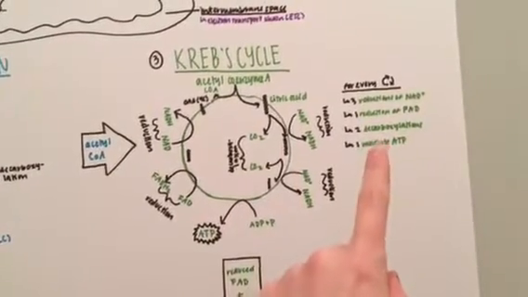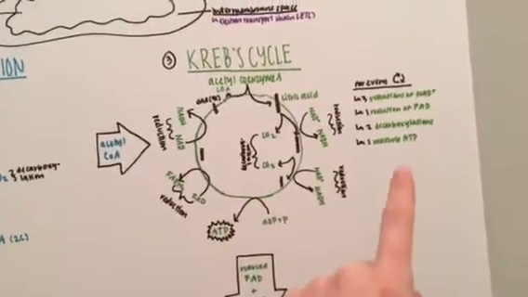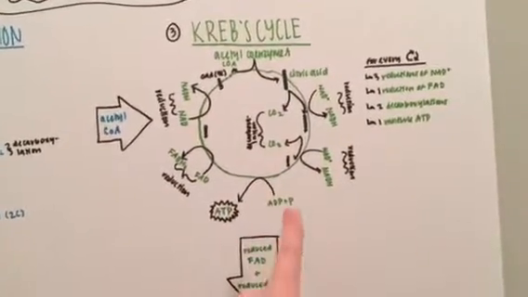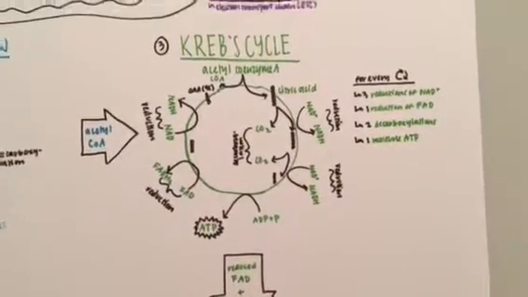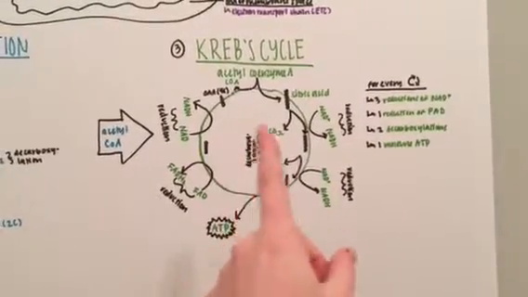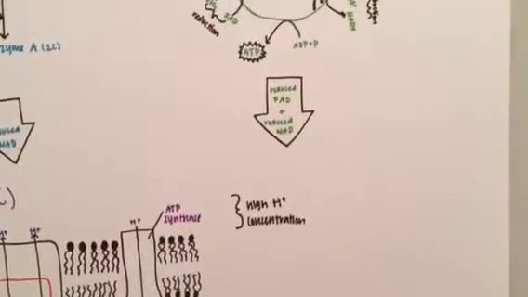2 decarboxylations, which are here and here. And then it's going to produce 1 molecule of ATP, again through phosphorylation. And then this is also known as the citric acid cycle, because once you remove the coenzyme A, you get citric acid. And then again, all of these reduced electron carriers are going to go to the electron transport chain. So that's the reduced FAD and the reduced NAD.